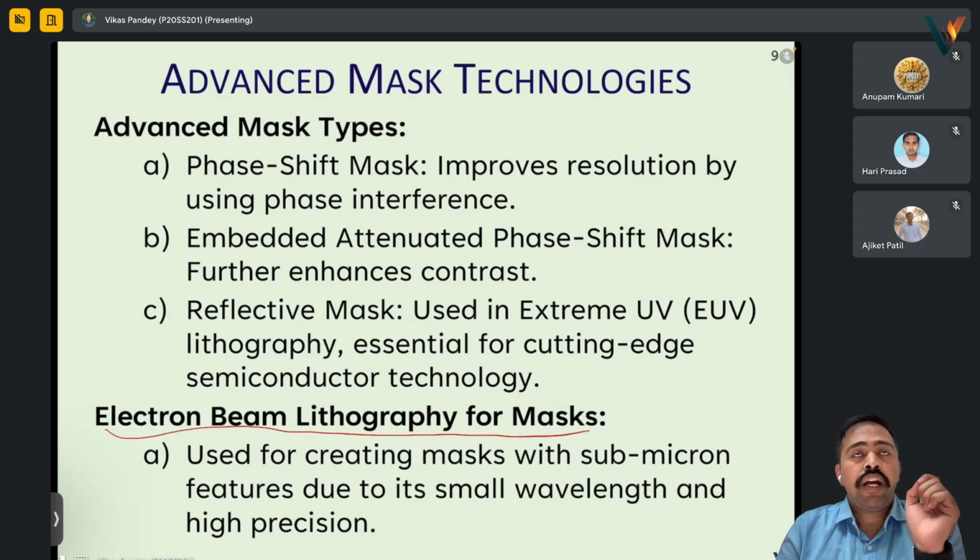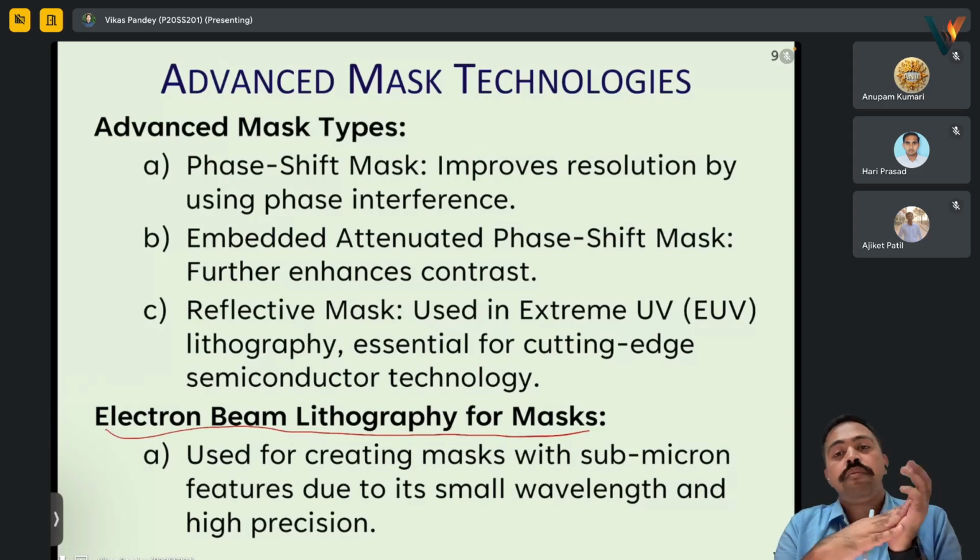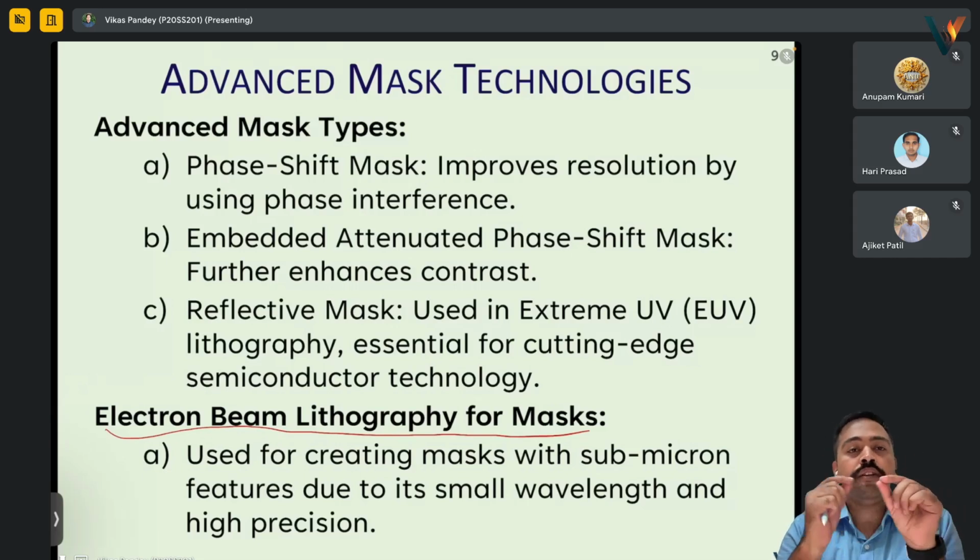When we have to make sub-micron or nanometer features, we cannot rely on photolithography at that time. Although this mask will be used for photolithography, we want better precision. Since we know that the electron's wavelength is much less compared to light, even compared with UV, we can go for electron beam lithography for making masks, since it will give us better precision.